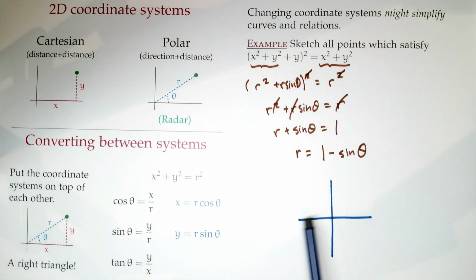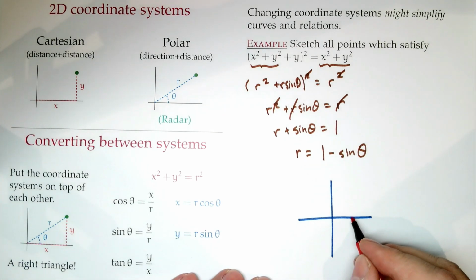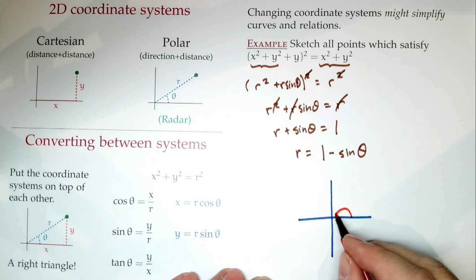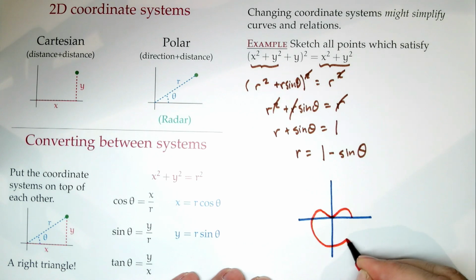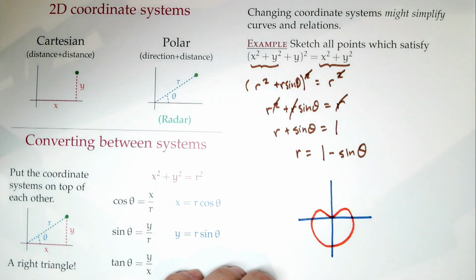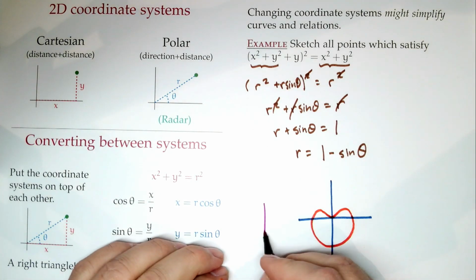Similar with pi. Sine of pi is 0, so out 1. How about down this direction, 3 pi halves? How far out would I be? You'd be out 2, right? So if you were to go through and plot this, you'd get something that starts out, gets closer, then grows, gets bigger, and then comes back around. And this has a name. It's a cardioid.